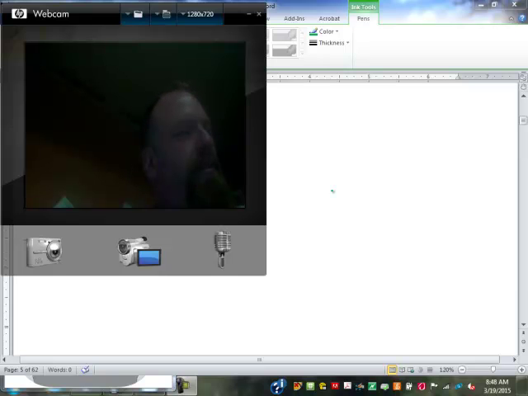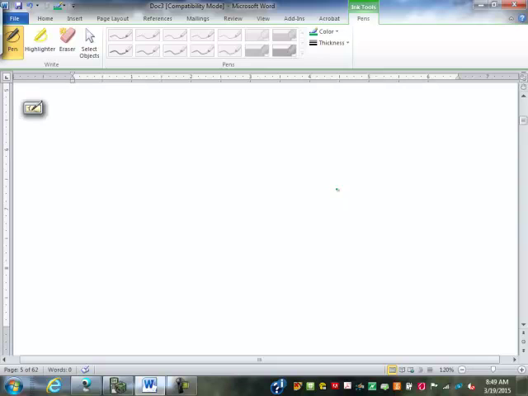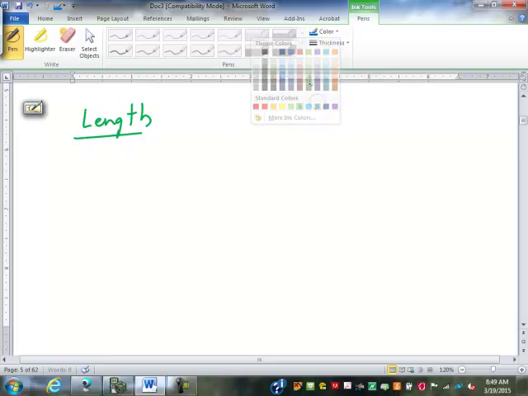Okay, so we've talked about these conversions within our systems. Today we're going to start talking about conversions between systems, from metric to standard. So if we look at our units of length, of course in the standard system, the main unit of length, depending on how you're looking at it, is inches or feet. In the metric system, it's meters.